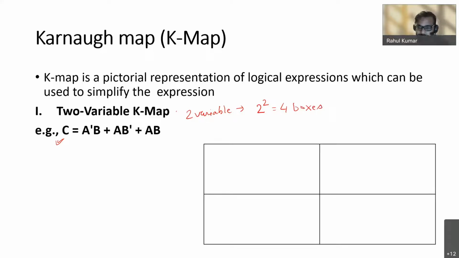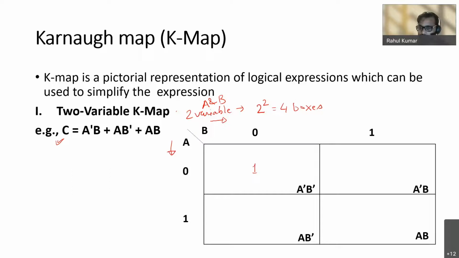Then the next step is to label these boxes. We have two variables A and B. On one side we will take A, and on the other side we will take B. The first block will be 0, the second block will be 1. Similarly, along the horizontal direction, along B, the first block will be 0, the second block will be 1. Okay. Now the combination of A and B. So the first block here.